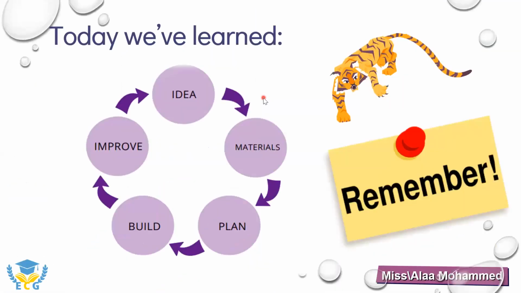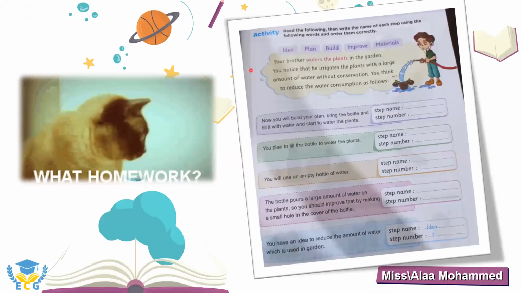So in today's lesson, we've learned what? That we have 5 steps for the engineering design process. What are they? First is the idea. It's number 1. Second is to see what we have, the materials. And we have the plan. After it, we have to build it. And finally, we improve, we develop, we think about it. Okay? Is it easy? I hope you found it easy.